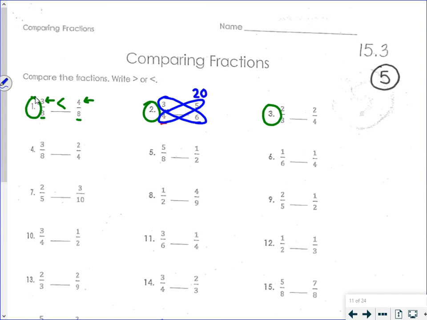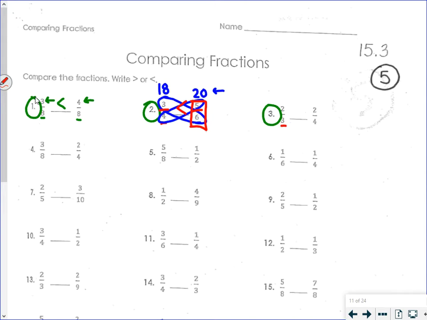3 times 6 would give us 18. Okay. So which one is bigger? 5/6 or 3/4? I see that 20 is above the 5/6, right? The 20 is above the 5/6. So I know that 5/6 is greater than 3/4. Okay. Let's try the next one here.